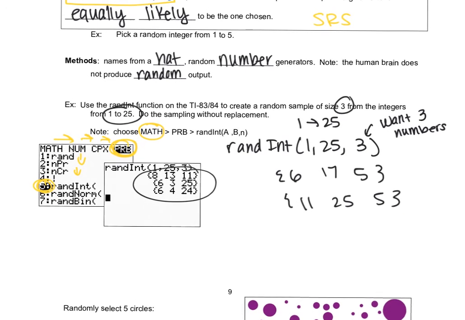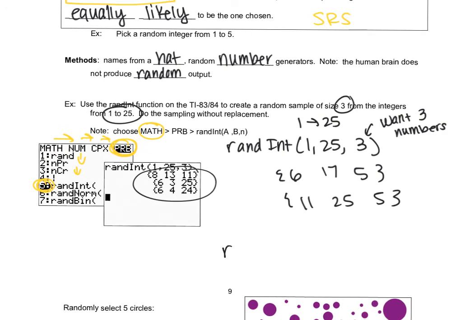Another cool thing you can use, if you don't have a calculator yet, is to go to random.org and it'll generate random numbers for you. So check that out if you don't have the calculator. This could be a good way to decide dinner if you don't know where to go. Assign each restaurant 1, 2, 3, 4, 5, and let random.org decide for you. Then you don't have to make any decisions.